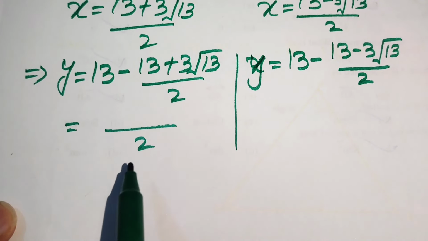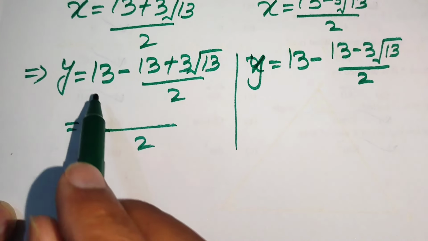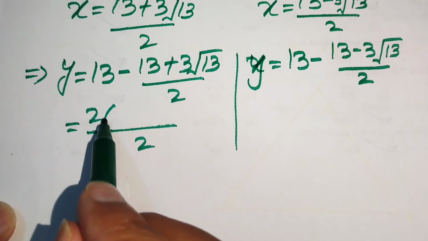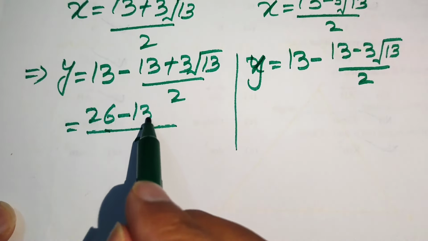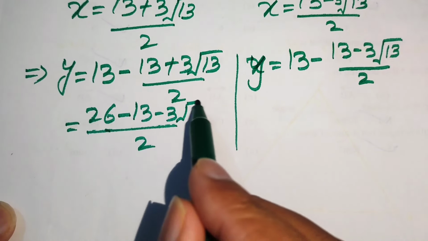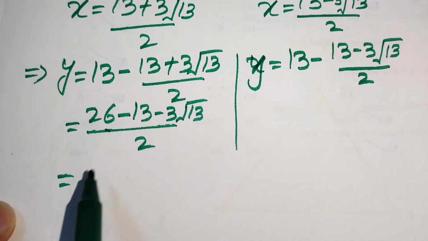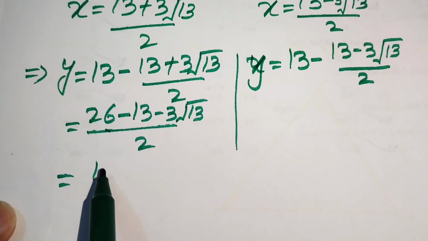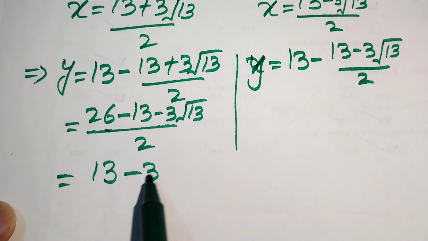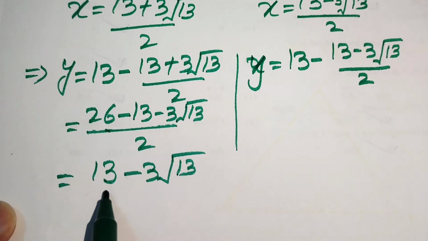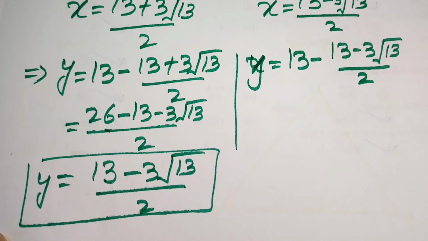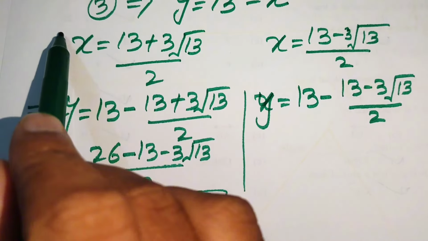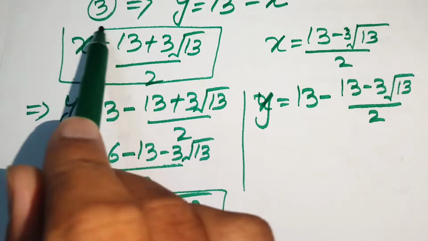So now we take the LCM of this equation, and we get 2 13s are 26, and we multiply this negative sign on both of these terms, and it is written as minus 13 minus 3 into the square root of 13. So here you have 26 minus 13 equals 13 minus 3 into the square root of 13 divided by 2. So this is the value of y corresponding to the value of x is this one.